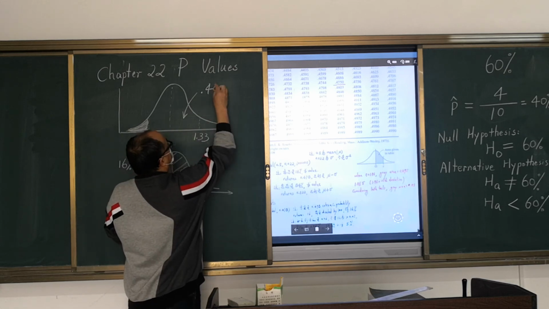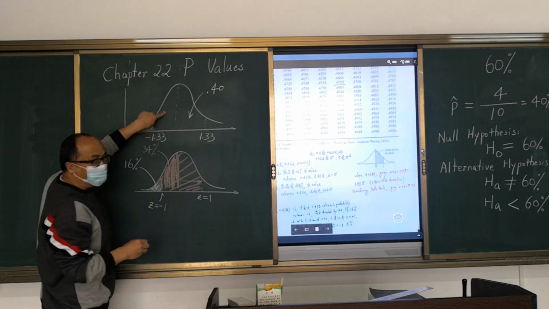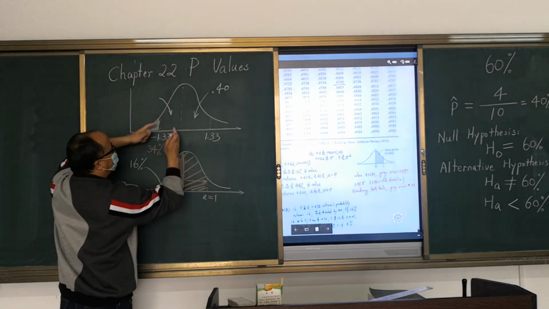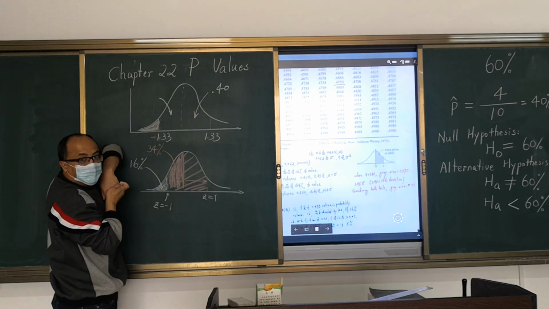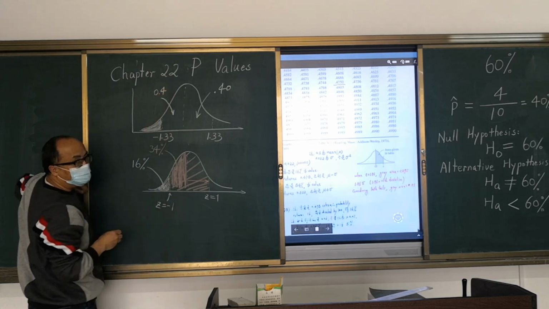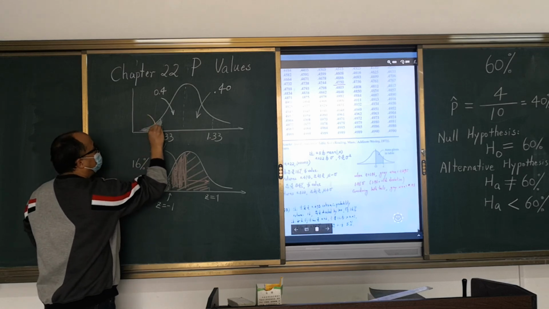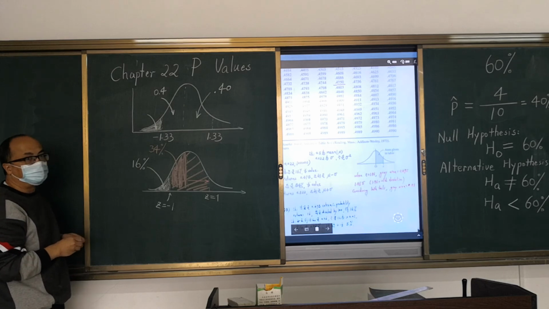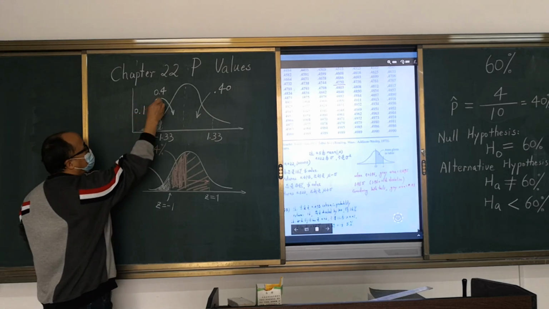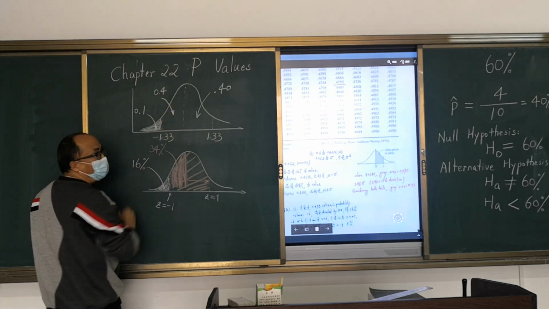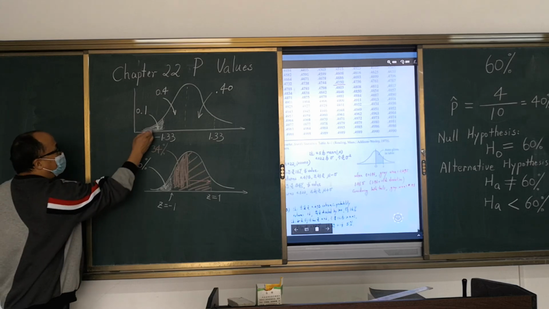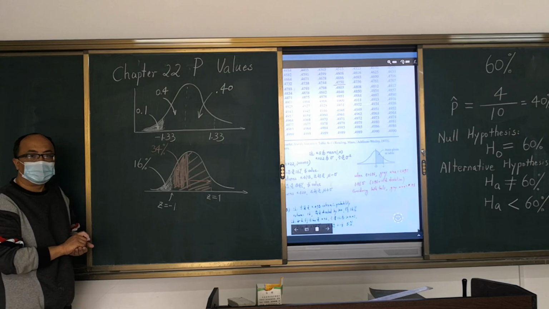This is 0.4. And what's this area? It's the same, symmetric. So it's 0.4. And what's here? 0.1. 0.1 plus 0.4 is 0.5, this half is 0.5. So for negative 1.33, this is 0.1.